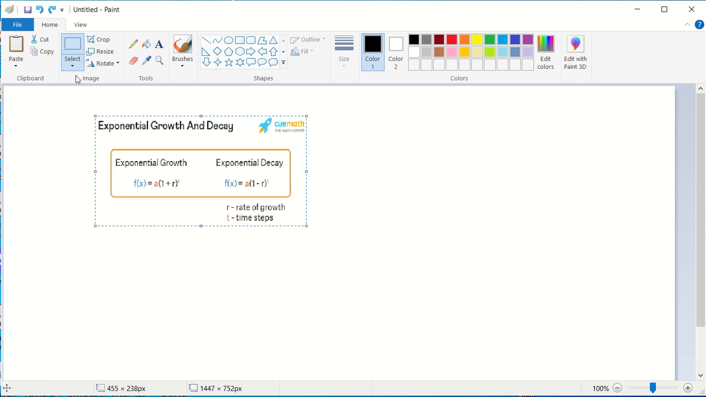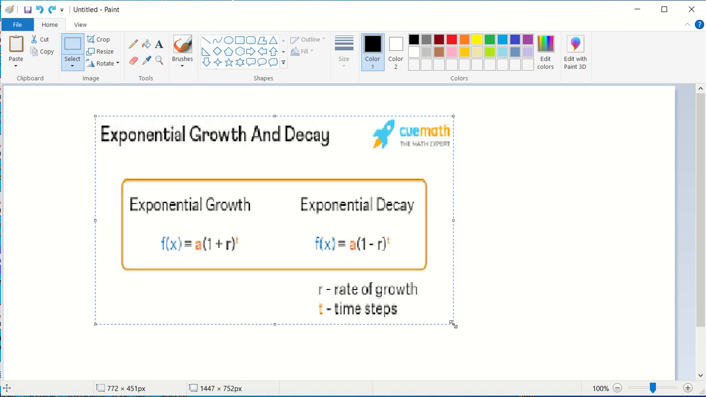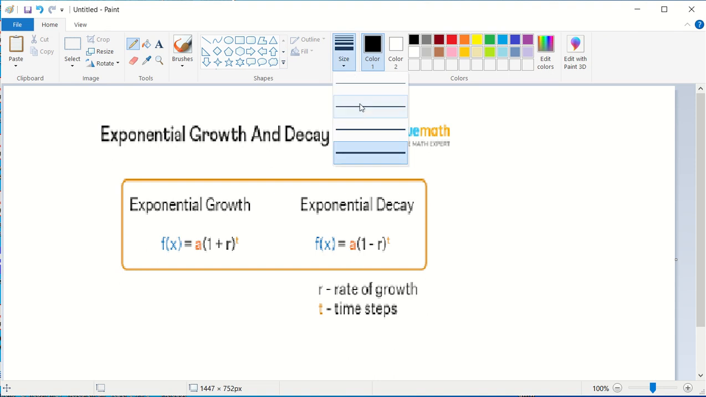Hey team, we're going to talk about exponential growth and decay equations here today. So let's take a quick look and see what we mean. We'll make this a little bit bigger. Maybe that'll help. So as you can see here, this is the equation for both exponential growth and exponential decay.